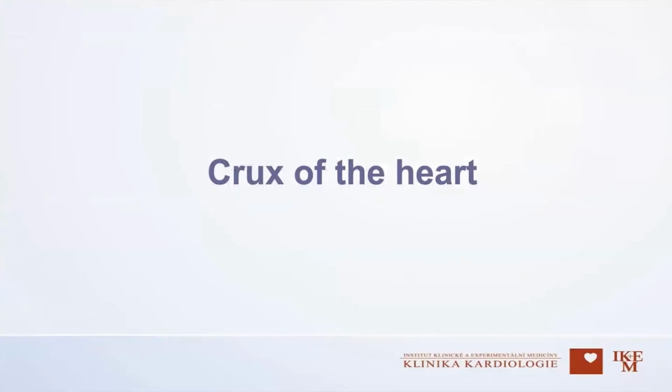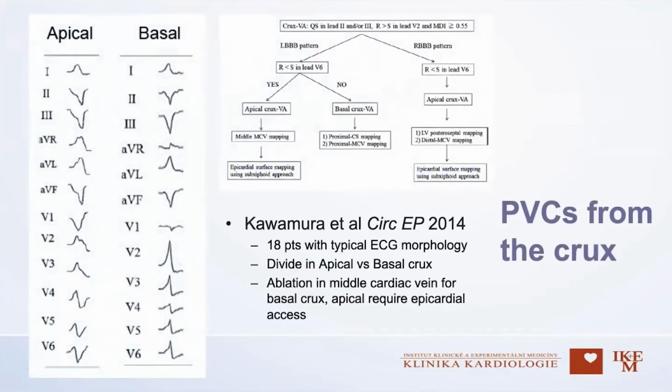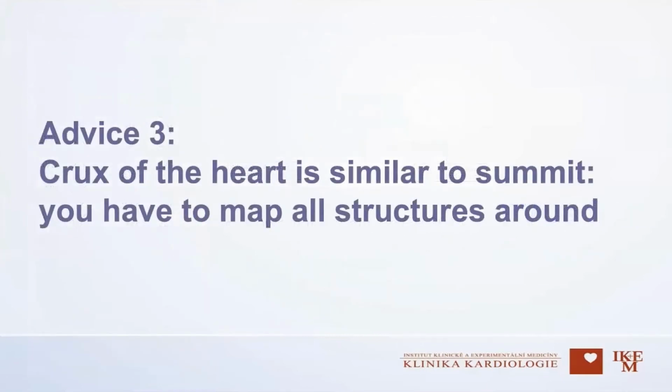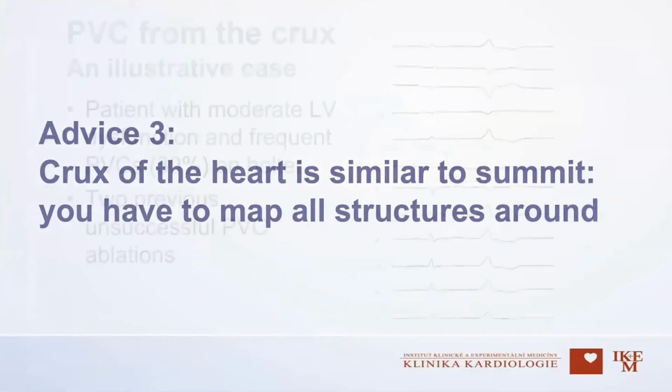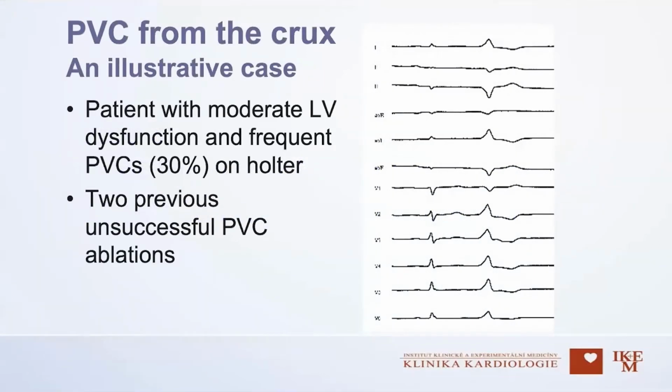The crux of the heart is a very strange area, and it's opposite to the summit. And depending again on whether you are more basal or more apical around the crux, you can have typical morphology. The more basal you are, the more positive they are in V leads. This is not so important, but the important thing is that you have to map all the different structures around, similar to the summit, because otherwise you may miss the best opportunity to ablate.